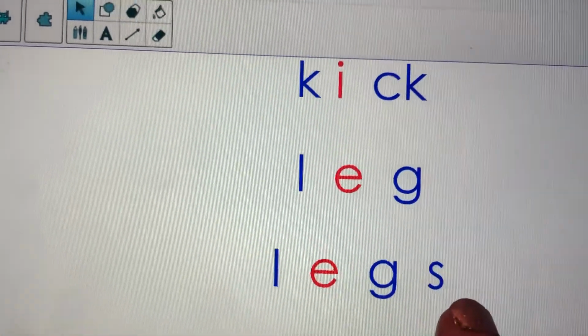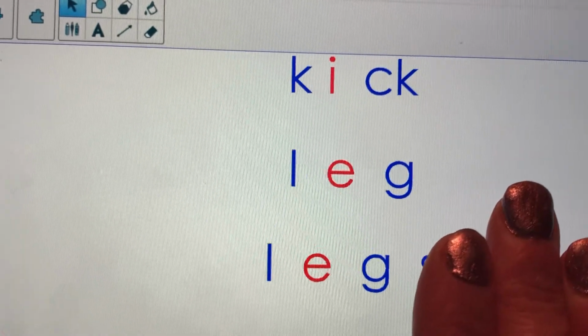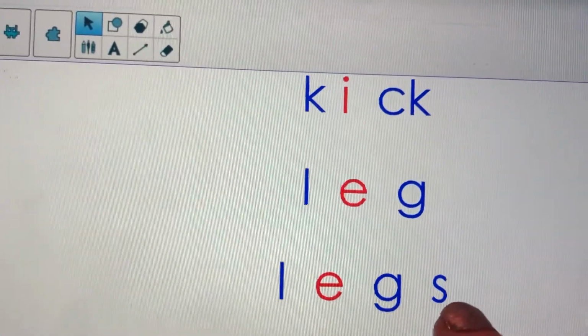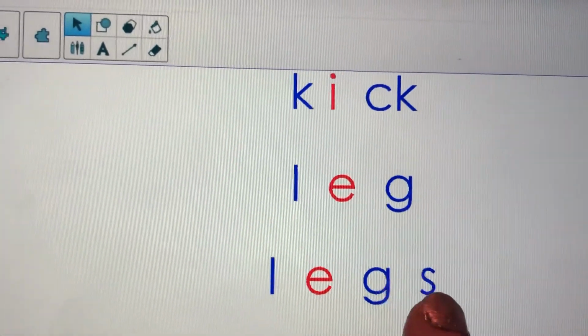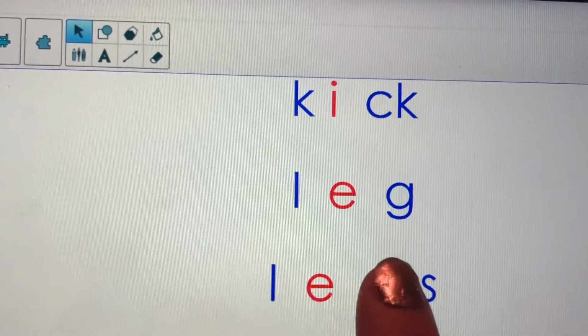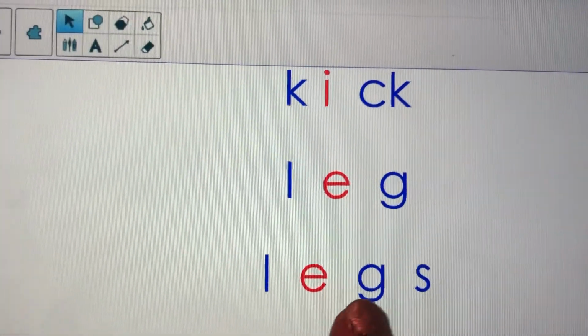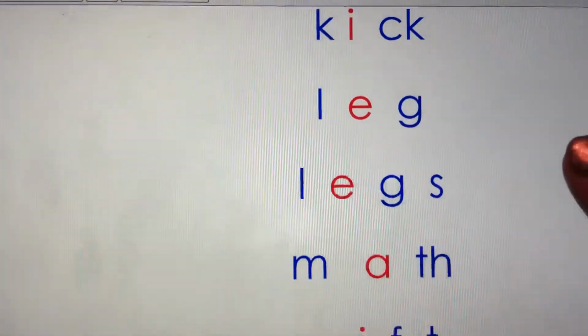Okay, so that's how you would do it if it has an ending. You just pretend like the ending's not there. If you're trying to figure out how to blend the root word, then you say it again with the ending. Okay, so the S means that I have more than one. That kind of makes sense, because I have more than one leg. I actually have two legs.